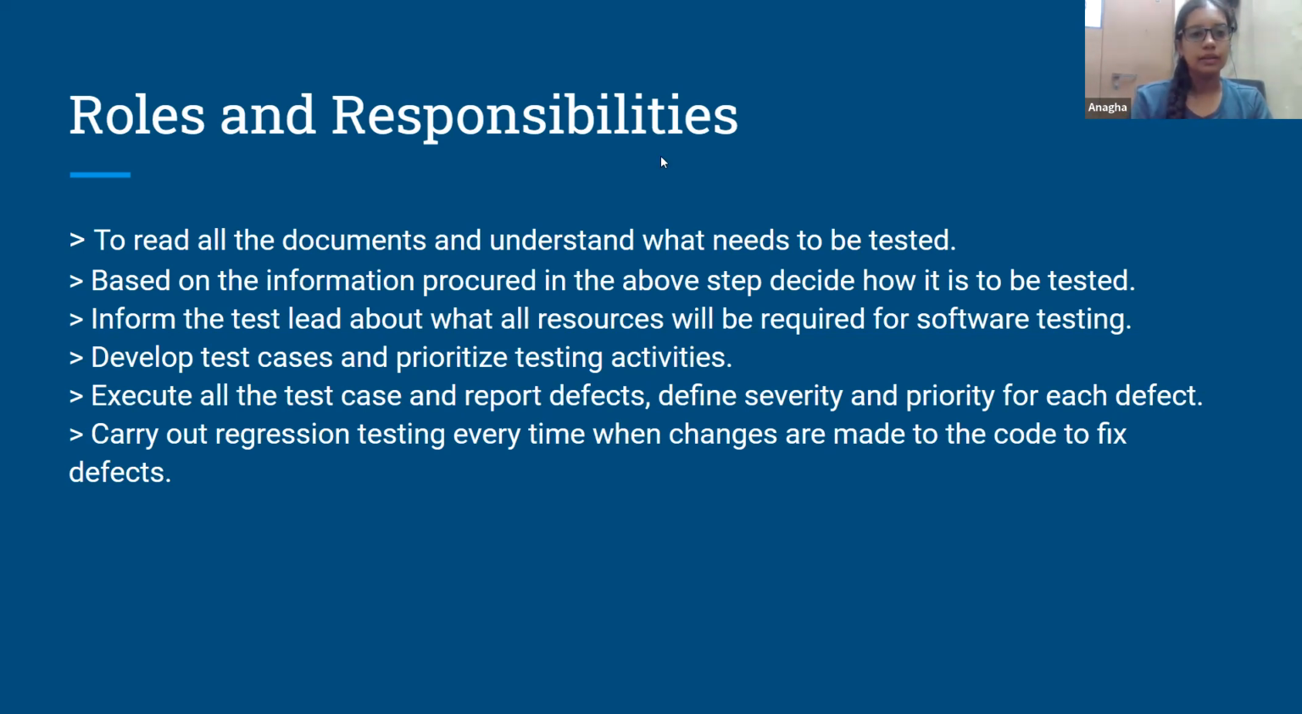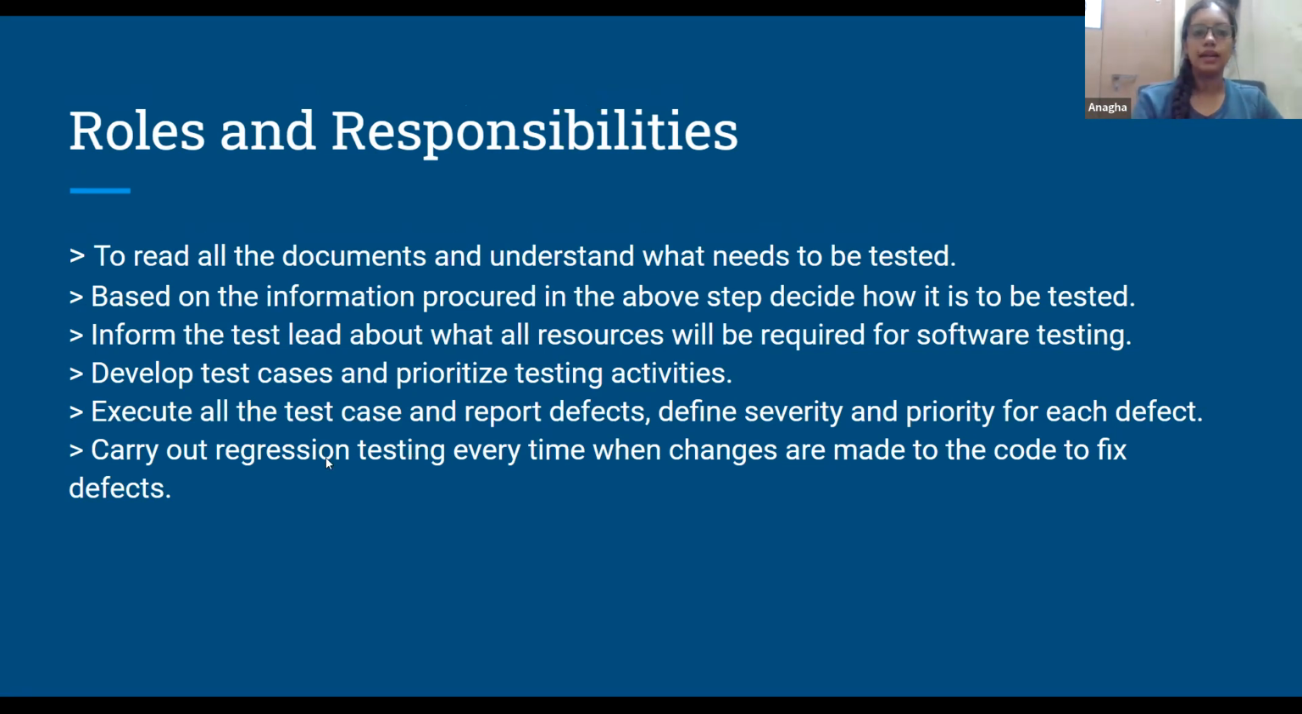Okay, and then we carry out regression testing every time changes are made to the code to fix defects. So I was telling, right, when we raise a defect, the developer fixes it, and we retest it again. So that is something known as regression. Regression means we keep testing a few things again and again. So this is the type of testing which is carried out.